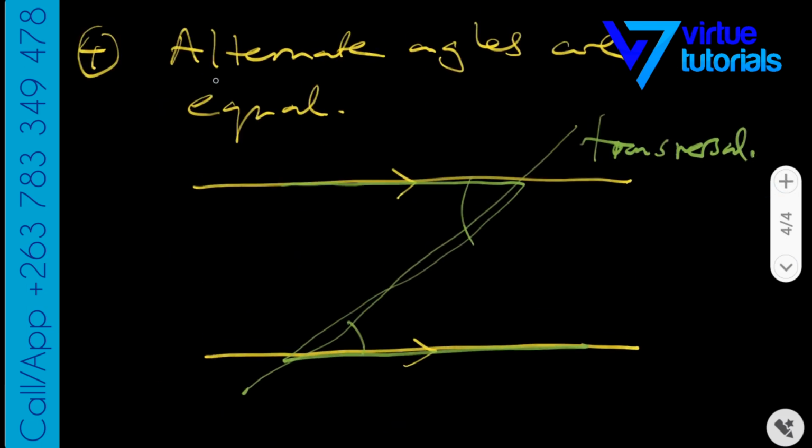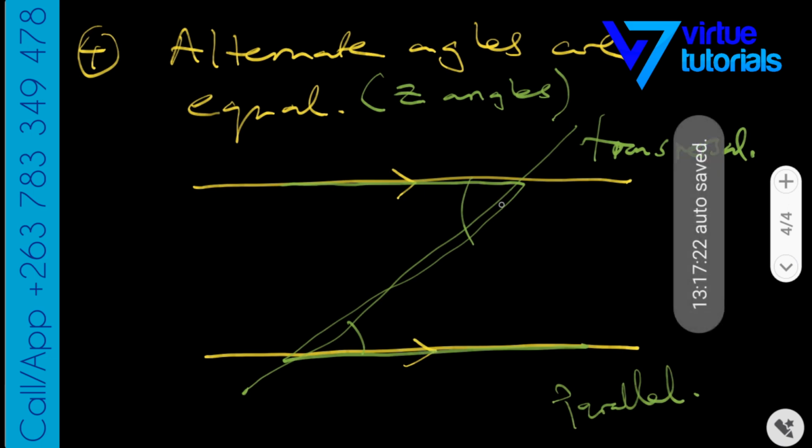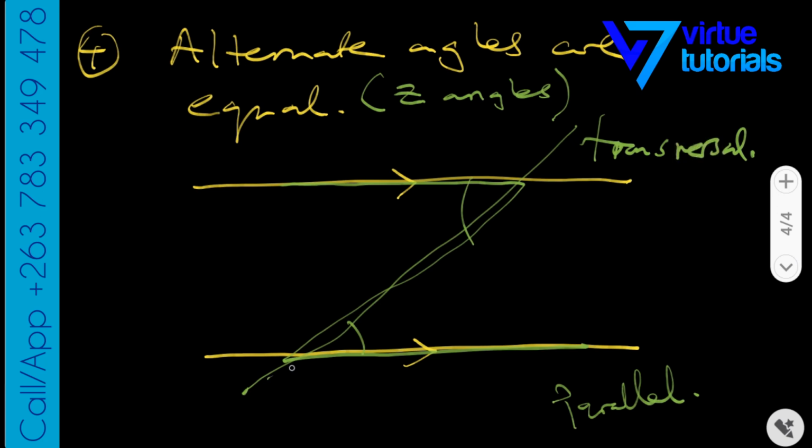Now, alternate angles are equal. Some call them Z angles. Now, these are angles found between parallel lines. So if this line and that line are parallel, parallel means they're pointing in the same direction, and there are these arrows to show that they're parallel. If you draw a line that cuts the two parallel lines, that line is known as a transversal.